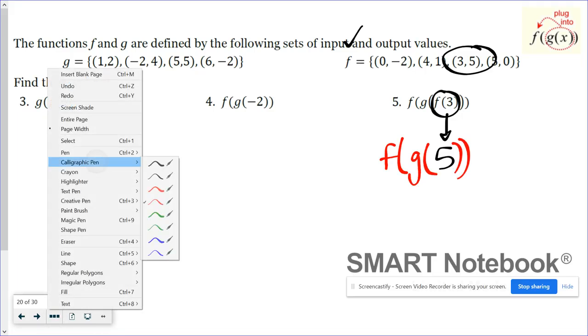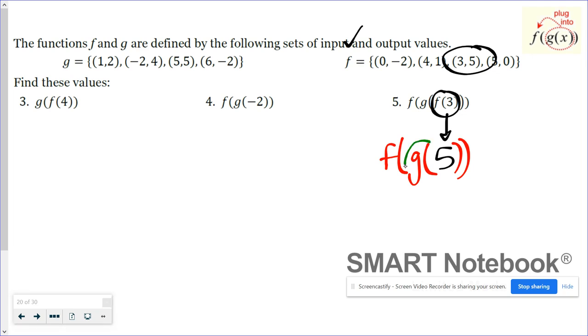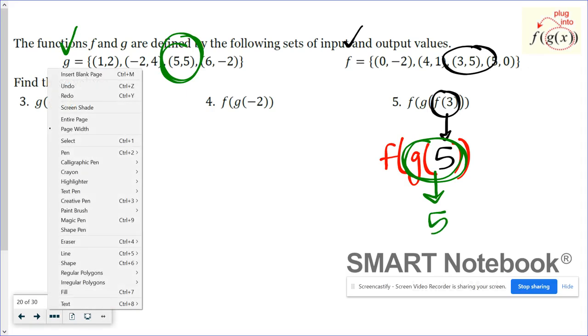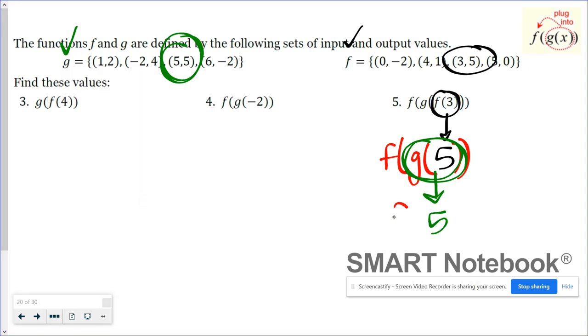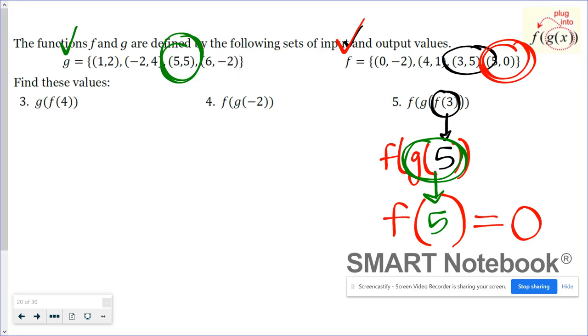All right, so once again, start on the inside being g of 5, right? So g of 5, okay, is 5, right? So I still have that f on the outside. I'm almost done. F of 5. F of 5 is 0. That's my final answer. So you're just kind of like starting on the inside, evaluate, plug in, evaluate, plug in.